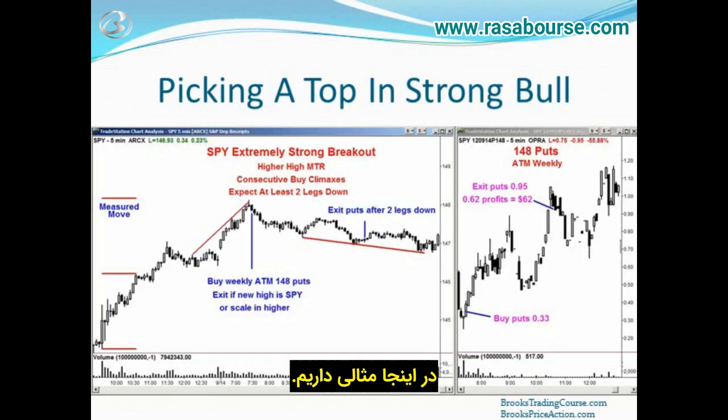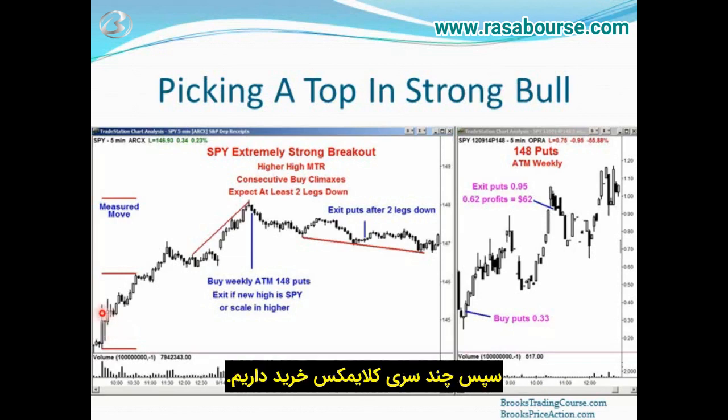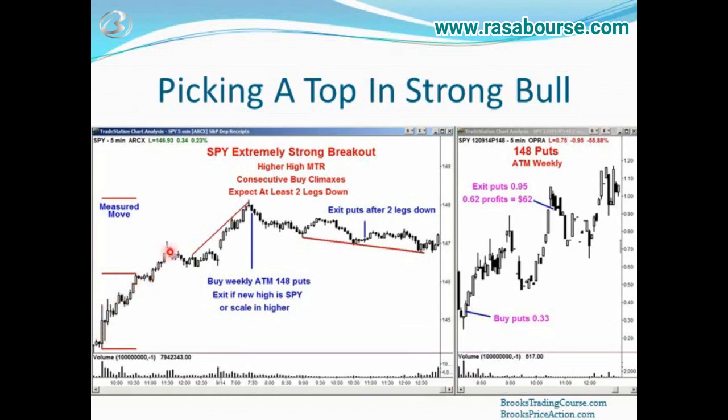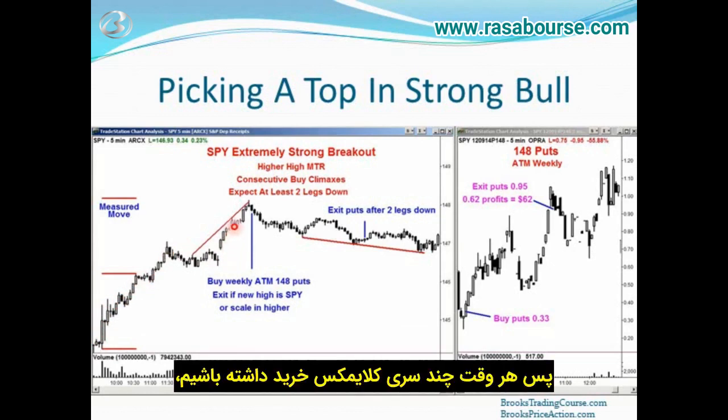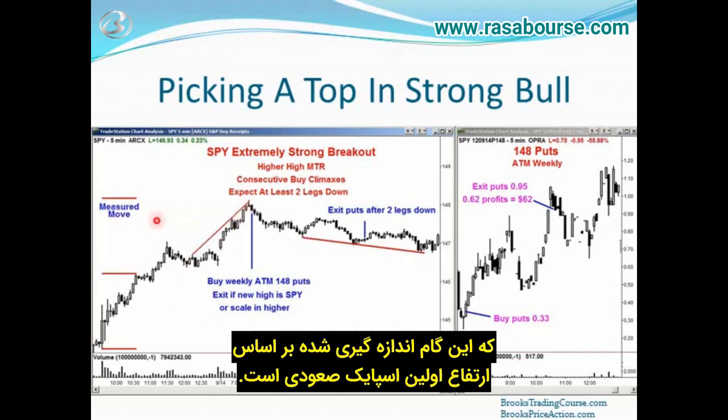So here's an example. A huge bull breakout on the FOMC report, a series of buy climaxes. Each trend bar is a climax, each series of trend bars is a climax. So here, these 2 bars, these 4 bars, that's a climax. Another 3, 4, here, all right? So we've had a series of extreme buy climaxes.